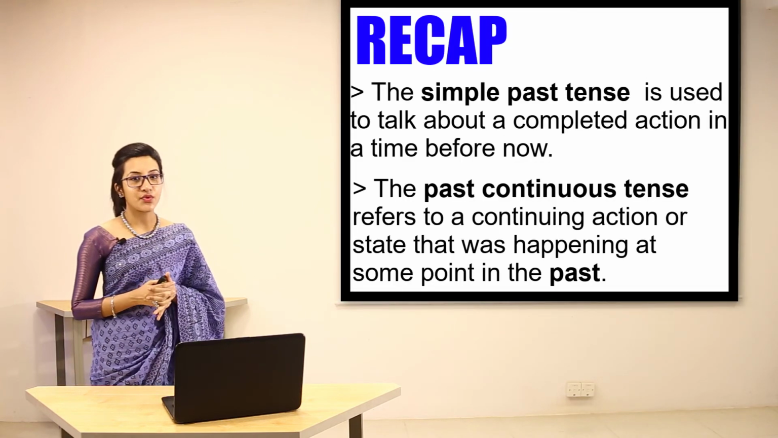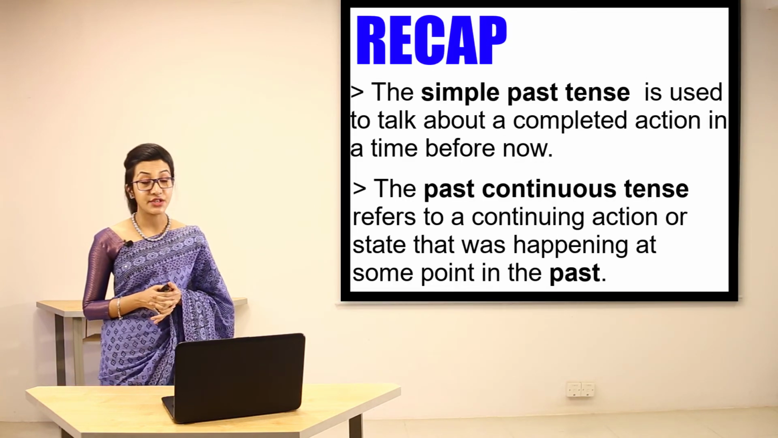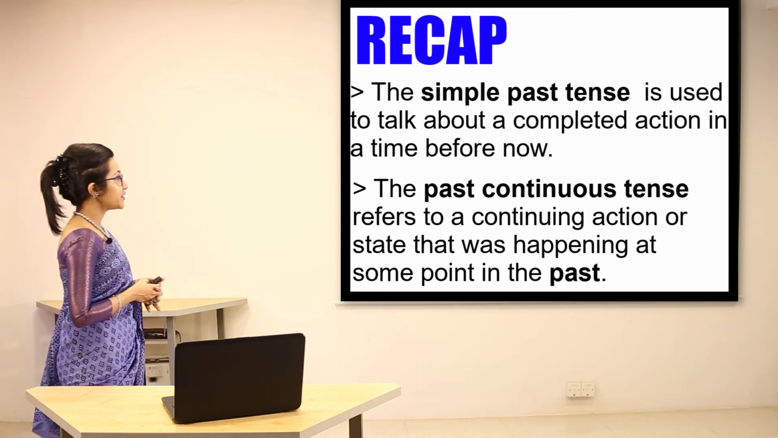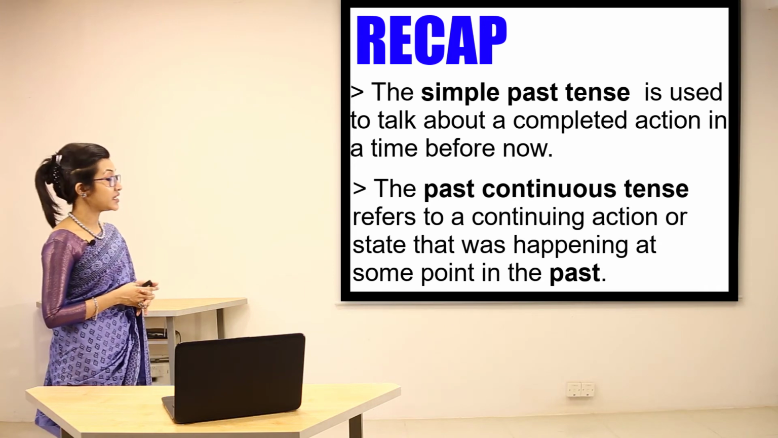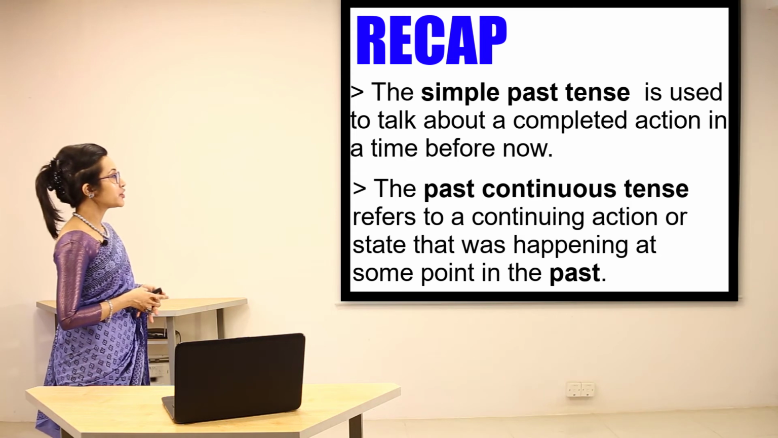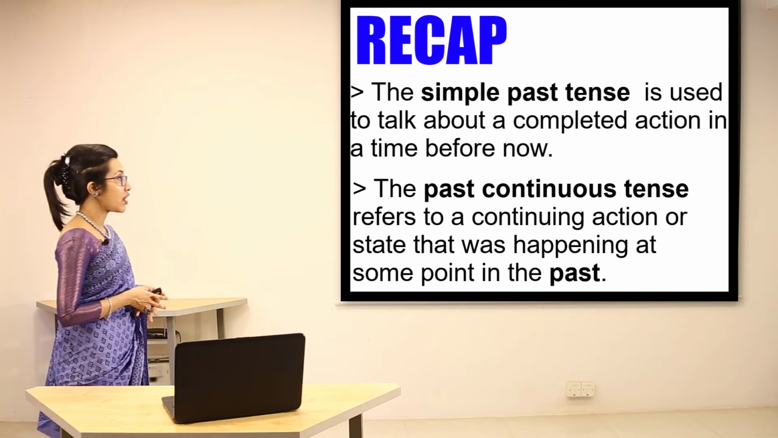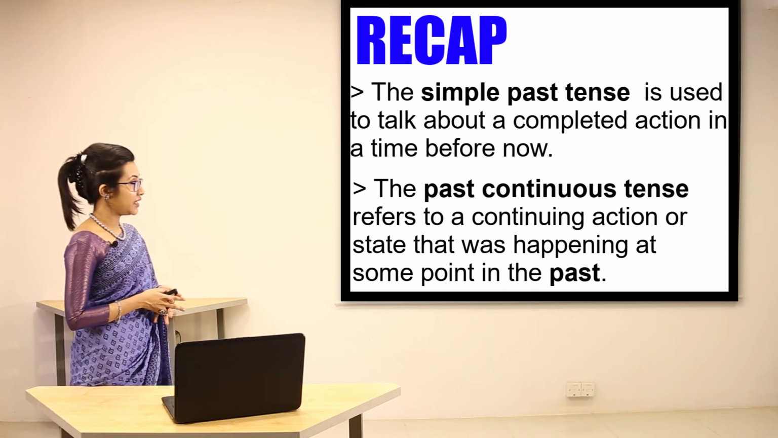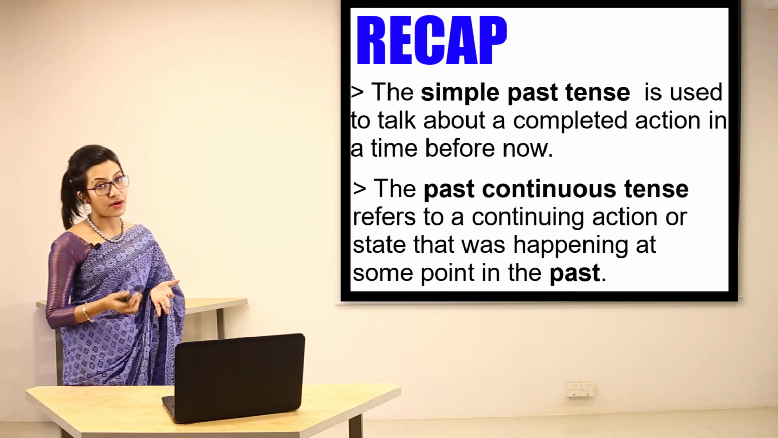Now let's see at a glance what we have learned in today's class. In today's class we have learned that simple past tense is used to talk about a completed action in a time before now, and the past continuous tense refers to a continuing action or state that was happening at some point in the past.